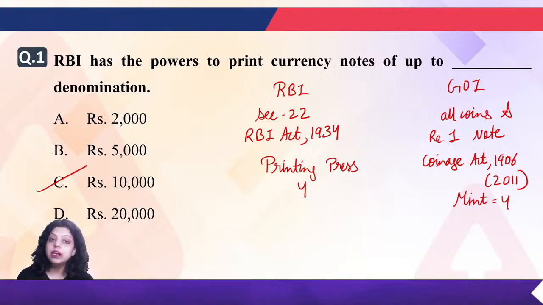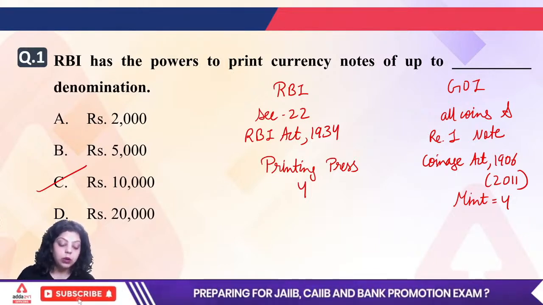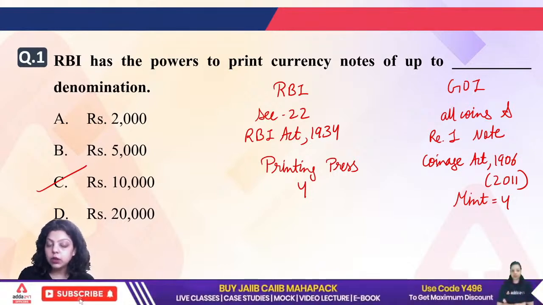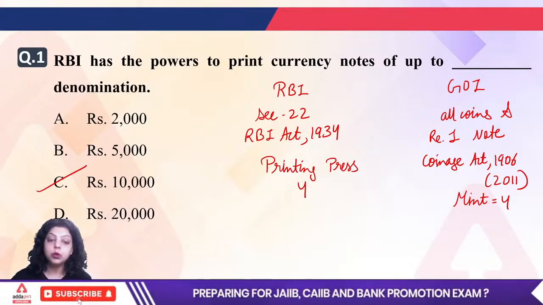Whatever currencies we are using in circulation, those currencies are known as fiat currency. What is fiat currency or fiat money? When we are talking about fiat money, it is simply when the government of India gives legal tender status to a certain currency, then that currency is known as fiat money.